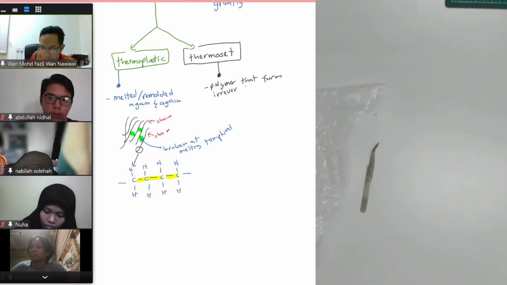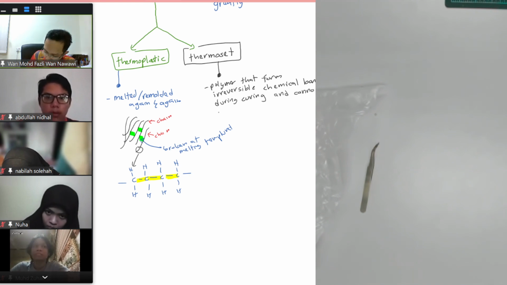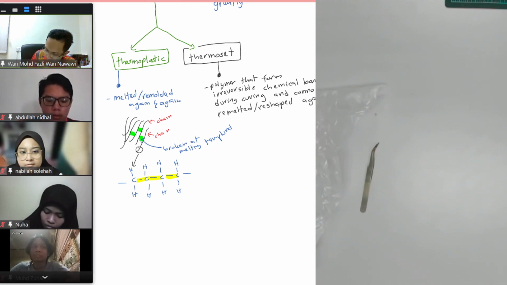irreversible chemical bonds during curing. Later I will tell you what curing is. During curing, and cannot be remelted and reshaped again. Okay, what does this mean?